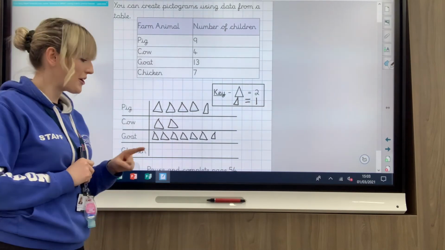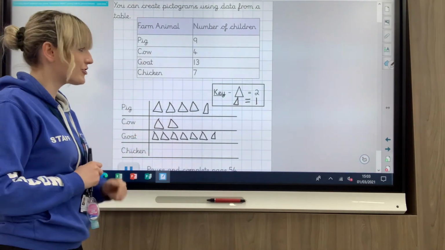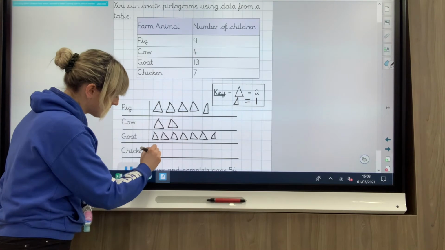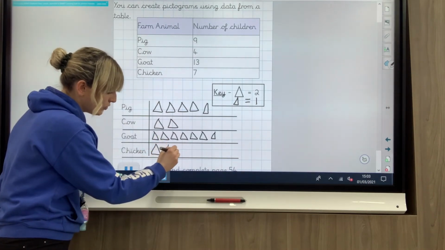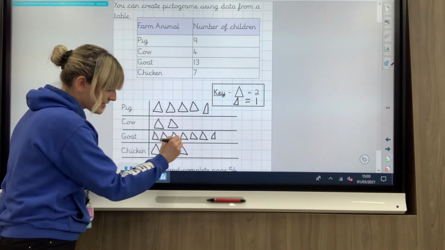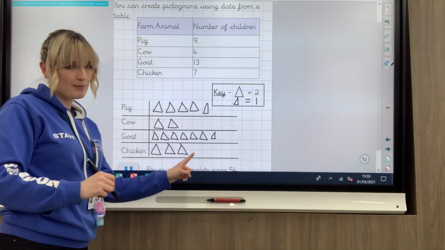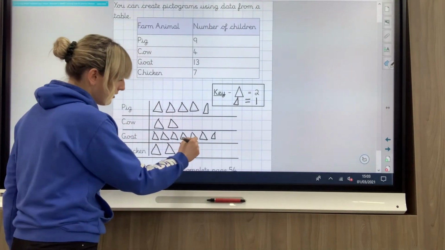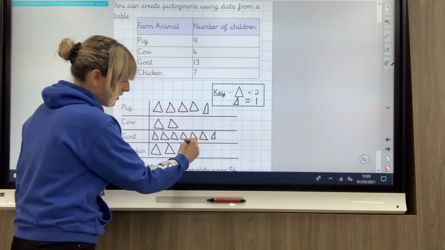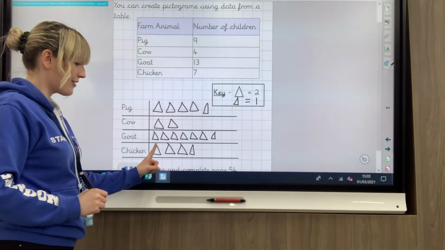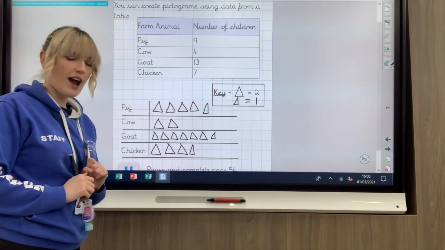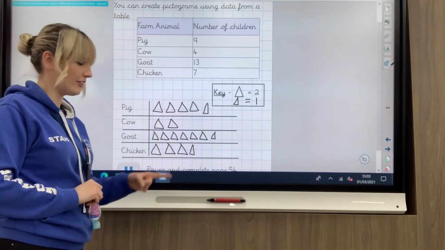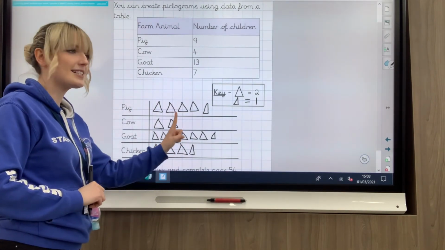Right, you should have shown how many chose chicken, and it should look like this. So 2, 4, 6. Now if we drew another triangle, that'd be 8. So we need a half of one. So you should have something that looks like that. 3 full-size triangles and then a half a triangle. 2, 4, 6, 7.